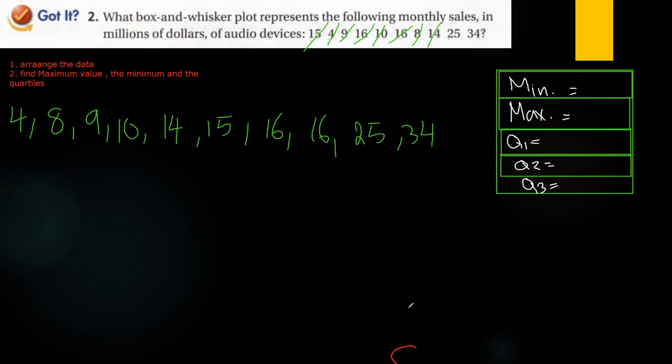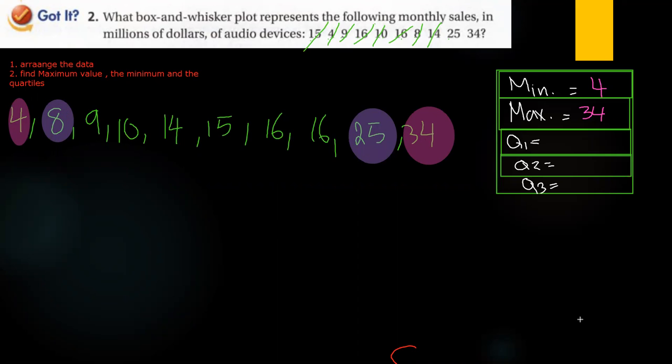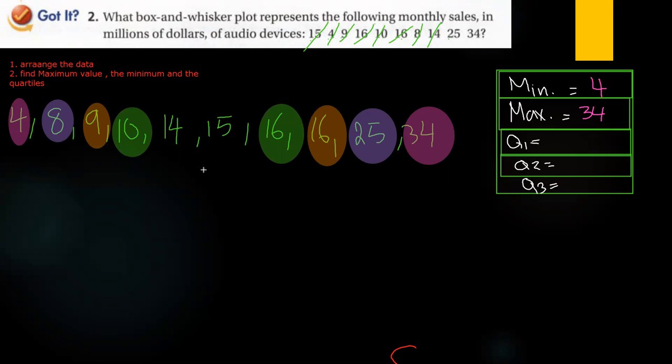Now, what is the maximum value? 34. And the minimum? 4. Now we need to find Q1, Q2, and Q3. In order to find them, as we said before, let's pair each number from the right with the number from the left. So 4 with 34, 8 with 25, 9 with 16, 10 with 16. Now here, how many numbers in the middle? 2, 14 and 15. Bravo.